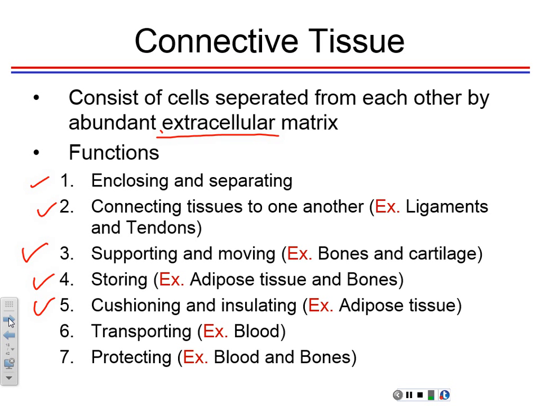Subcutaneous fat is for insulating so that you don't lose body heat. Subcutaneous fat. Okay, and then of course transport. We don't think of blood as a connective tissue, but it's connective tissue. It's a fluid matrix called plasma. Within it, suspended cells, white blood cells, red blood cells, and platelets, which are not cells. They are parts of cells.